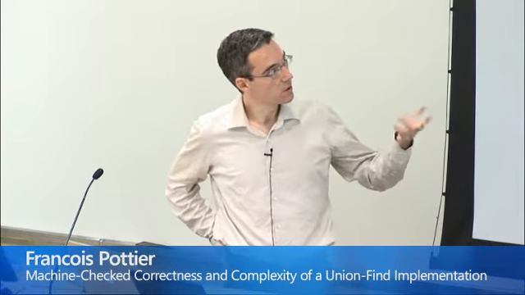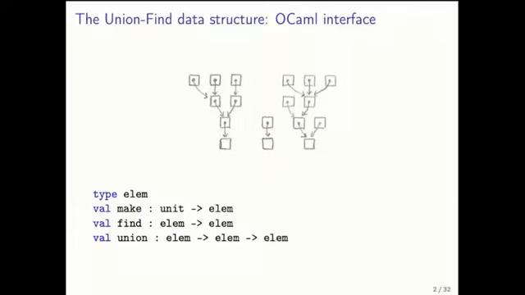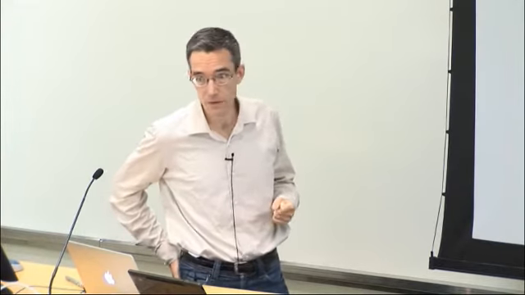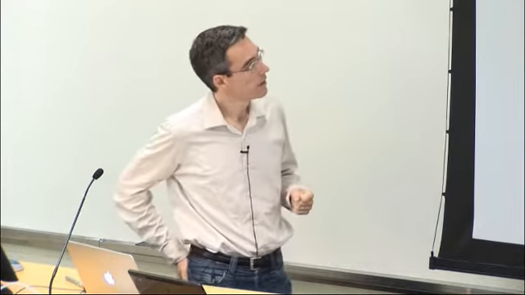And so we wanted to see if we could port this analysis to a machine-checked version of it. So I'll begin by recalling briefly what union find is, how it works. It's a data structure for maintaining equivalence classes under unions. So I'm guessing most of you have seen it before.